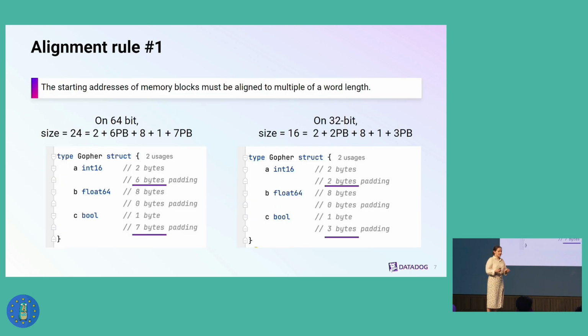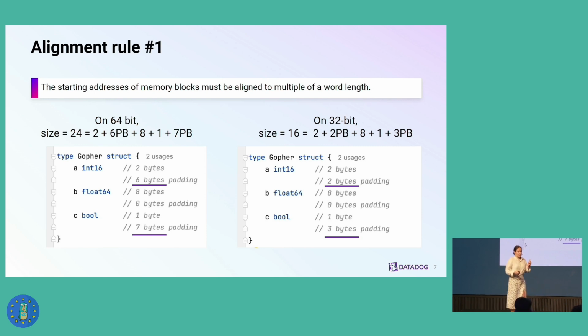Now, let me take a step back and actually review the alignment rules. The first one states that the starting address of memory blocks must be aligned to the multiple of a word length. Word length differs depending on the architecture. For example, word length on 32-bit would be 4 bytes, and on 64-bit would be 8 bytes.